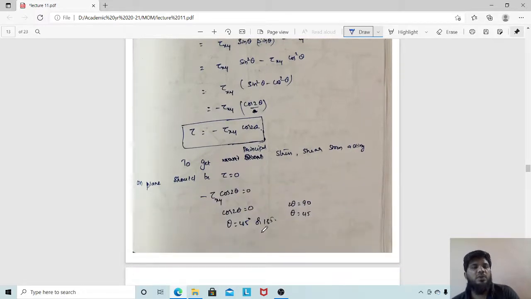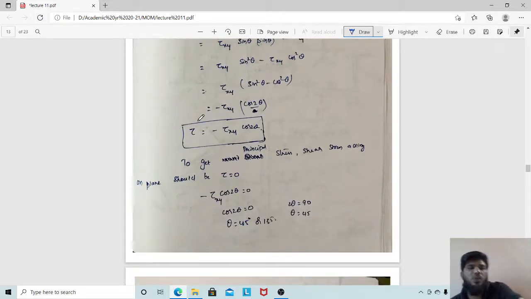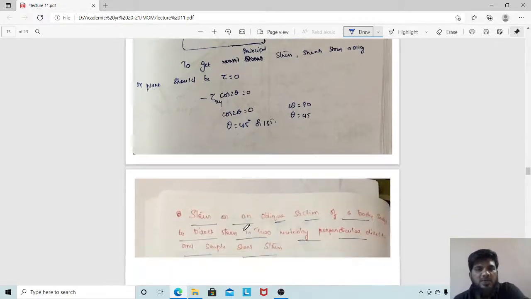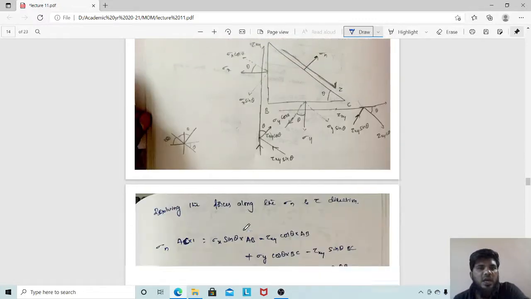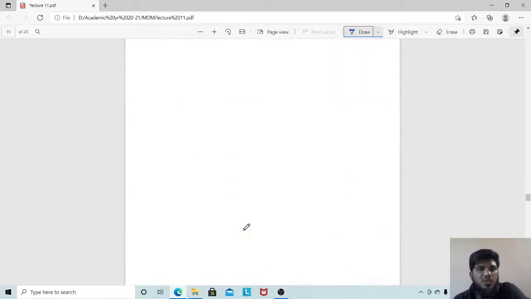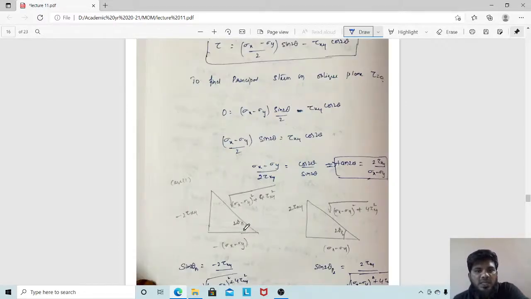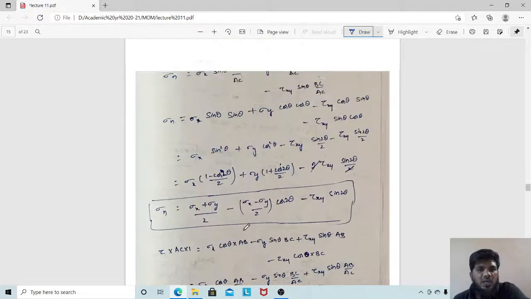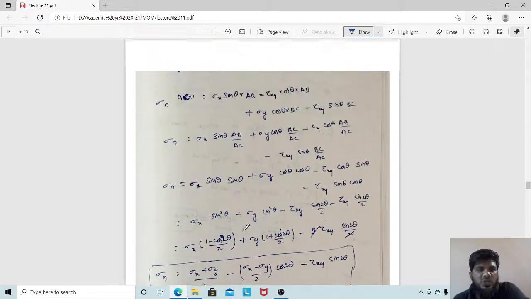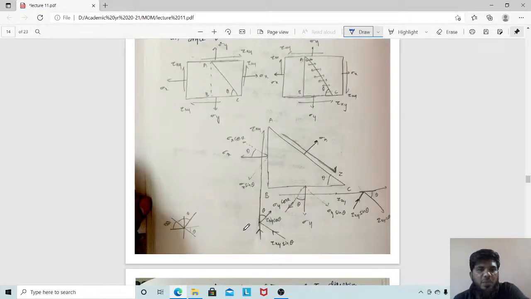When we have to identify the shear stress, we have to make this 0. So tau is equal to 0, tau xy cos 2 theta is equal to 0, cos 2 theta is equal to 0, so theta should be equal to 45 or 135. This is the last part. After this you can have the problems. This is very very important when the body is subjected to three types of forces, two direct stresses along with shear stress.